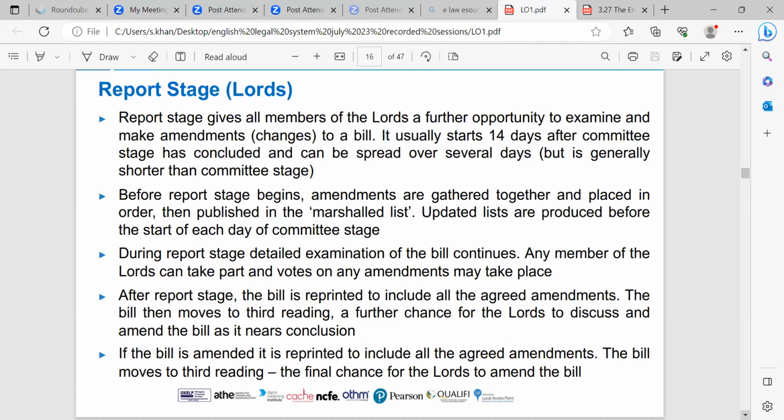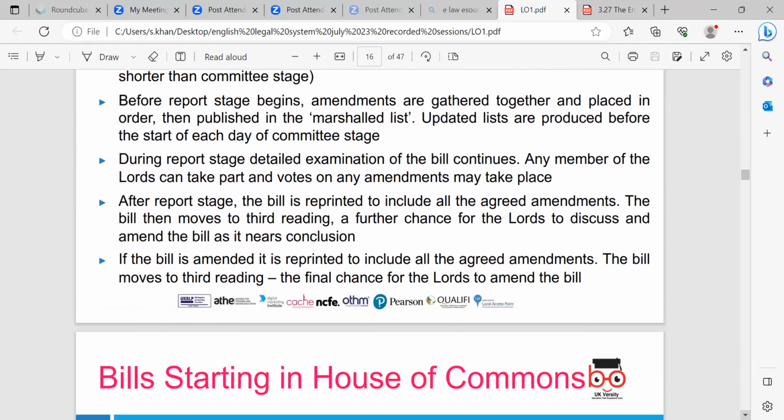The bill then moves to a third reading, a further chance for the Lords to discuss and amend the bill as it nears conclusion. If the bill is amended, it is reprinted to include all the agreed amendments, and the bill moves to the third reading, which is the final chance for the Lords to amend the bill.